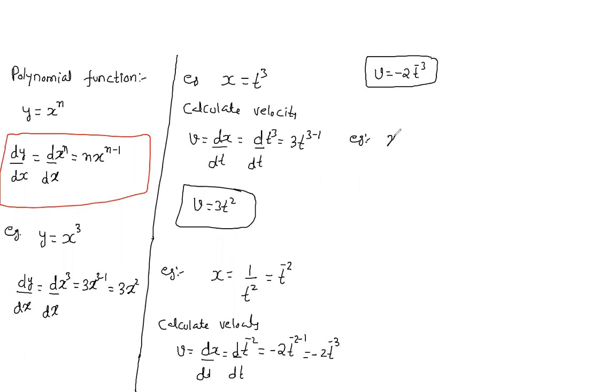Say you have x, let's say x is t to the power 2 by 3. And you're supposed to calculate velocity again. Fazil, what should be the velocity in this case? It's 2 by 3 t to the power 2 by 3 minus 1. So your velocity will be 2 by 3 t to the power minus 1 by 3.